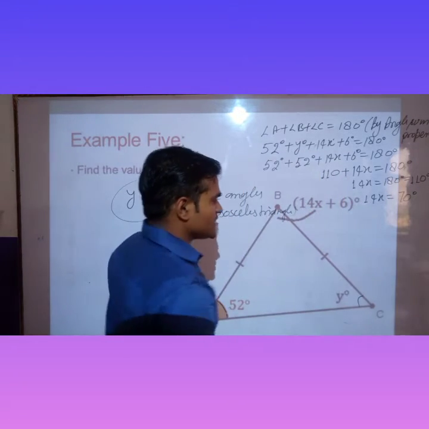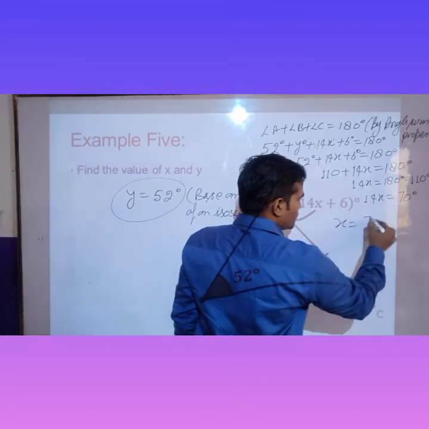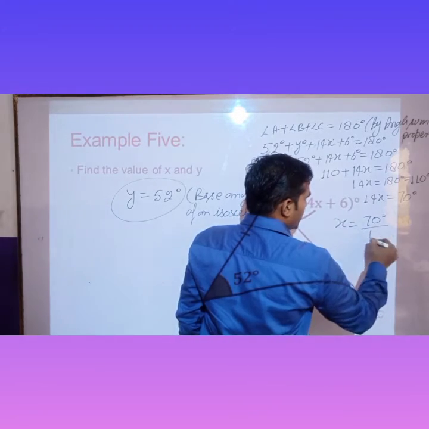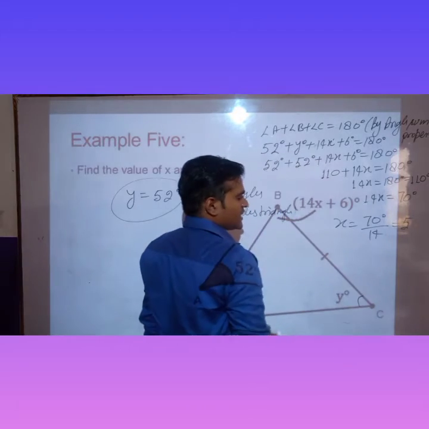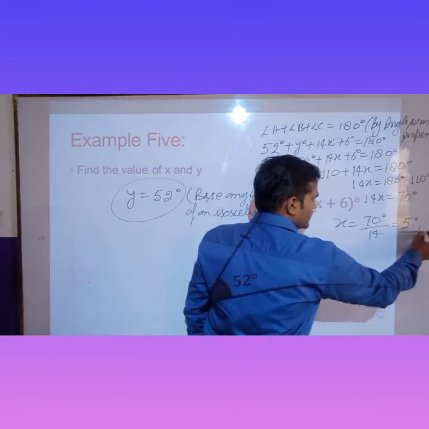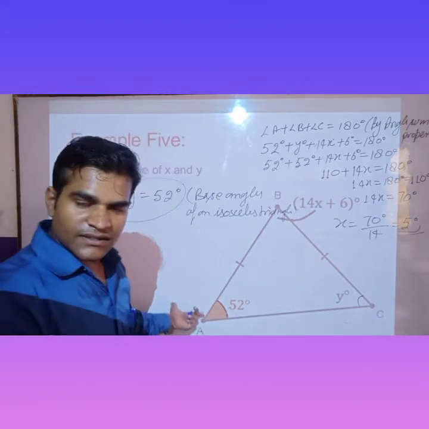Yes. So what is the value of x? x is equal to 70 degrees upon 14. That is 5 degrees. That is the value of x. Clear?